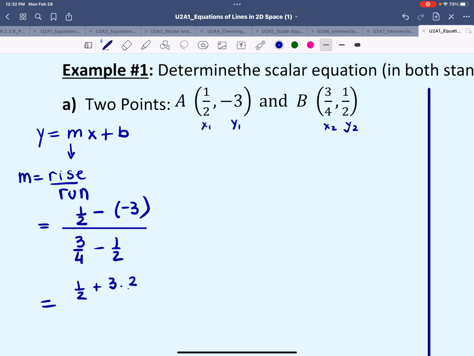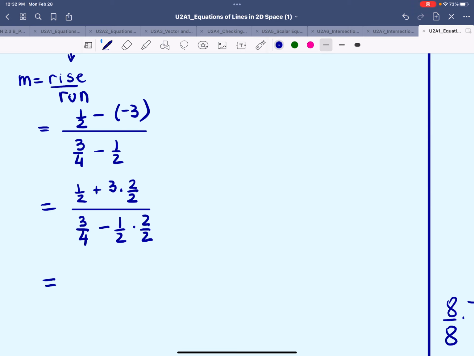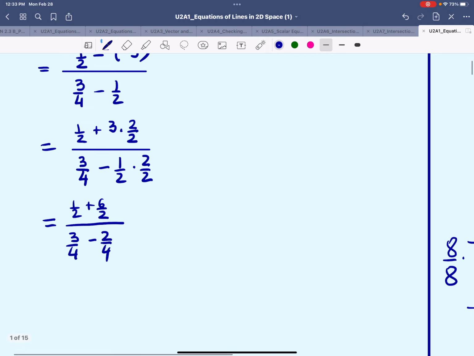And for 3, I'm going to multiply by 2 over 2 because I have to add 3 to 1/2, which means that I'm going to need the same denominators, right? And the same thing will apply to 1 over 2. I'm going to write with denominator of 4 in here. So this would be equal to 1/2 plus 6 over 2. And obviously, we don't have to show so many steps, but I'm just trying to explain this, so skip ahead if you wish. And that would be 7 over 2 divided by 3 minus 2, 1 over 4.